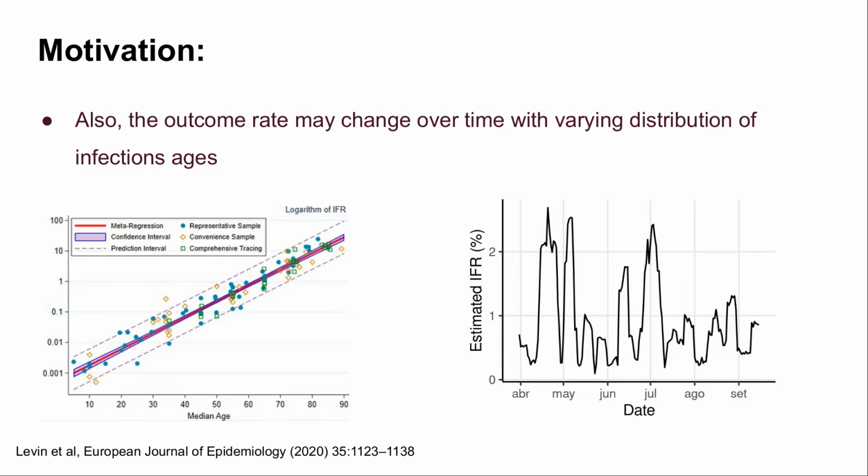For example, the infection fatality rate increases exponentially with age, as shown in the plot to the left, extracted from Levin et al. As an example, we show to the right the average infection fatality rate estimated with the age distribution of the reported daily cases in Uruguay and the fatality rates reported by Levin et al. We see in the plot to the right that the average fatality rate changes close to fourfold in time during the early pandemic.